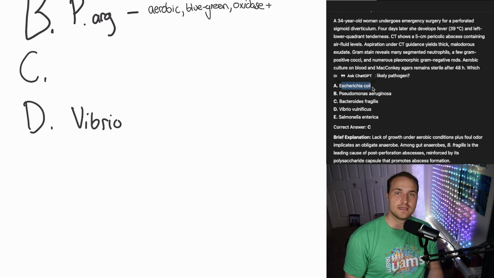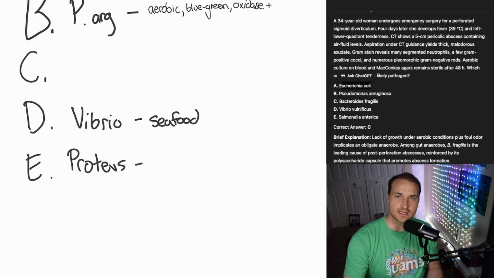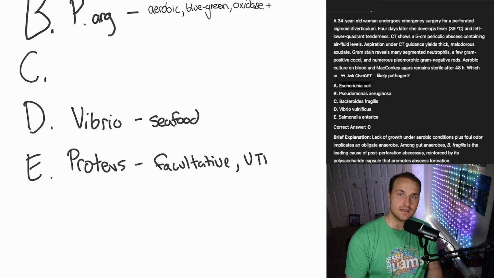C is our correct answer. D, Vibrio, is a marine seafood diarrhea. That's what we call halophilic. It's a halophile, an extremophile basically. It thrives in high salt concentrations. So that's not it. And E, Proteus. That has swarming motility. It's a urease producer. It's also facultative. So this is going to be common in UTIs, not a strict anaerobe.